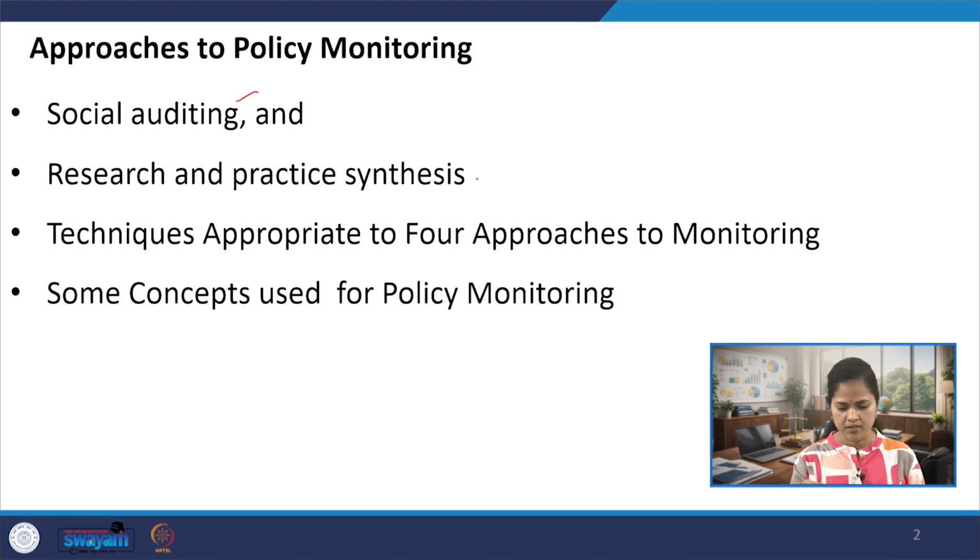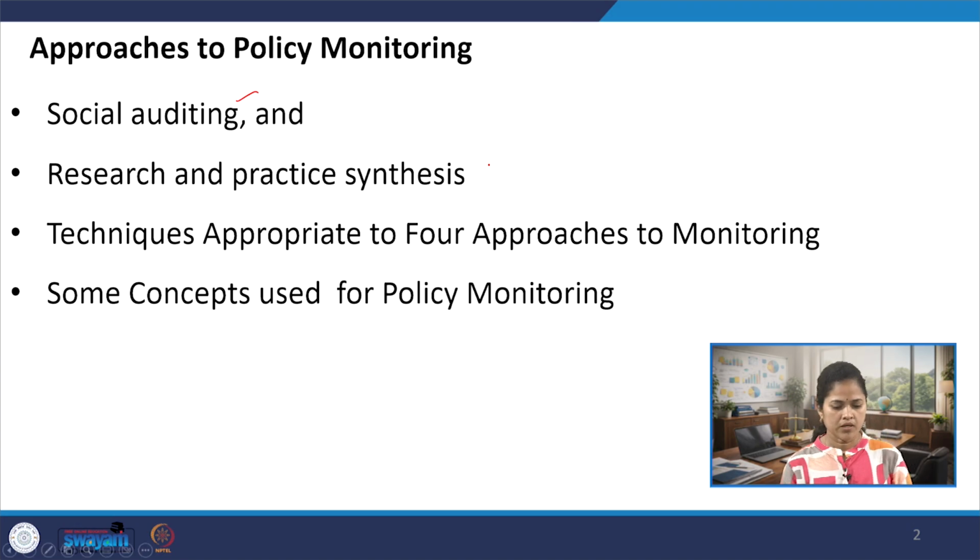Hello everyone. In the last class, we discussed different approaches of policy monitoring. Primarily, we discussed social system accounting and social experimentation. And today we'll be discussing social auditing and research and practice synthesis.